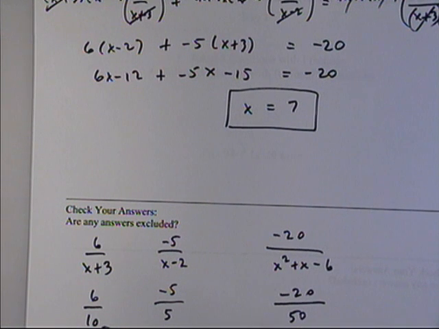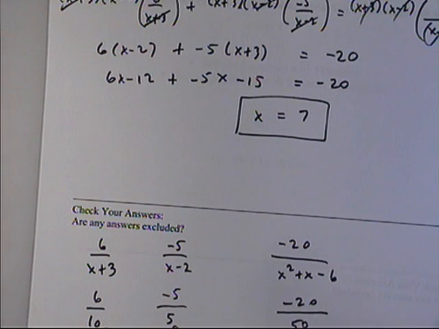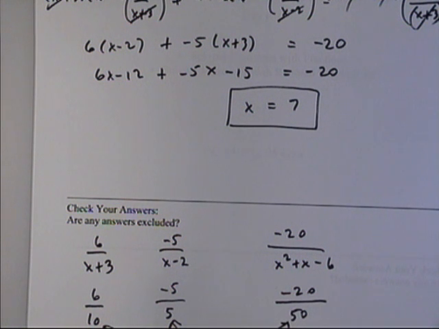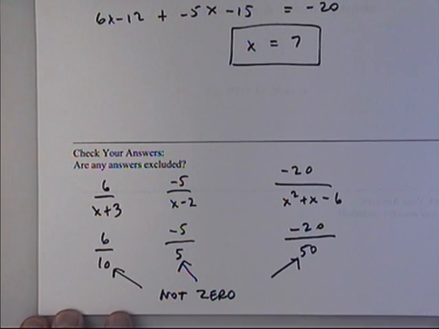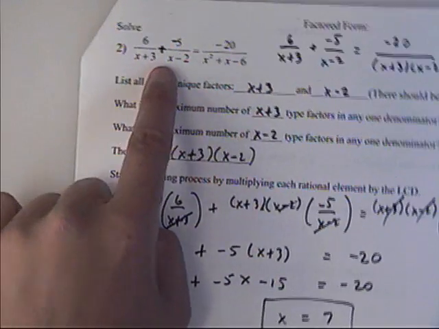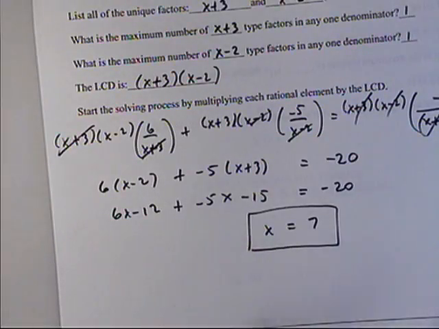So as you can see, substituting 7 in makes the denominators not 0, and that's okay. So that means 7 is an okay answer. Or you could simply just say, hey, it's not negative 3 or positive 2, it's 7, so it's okay.